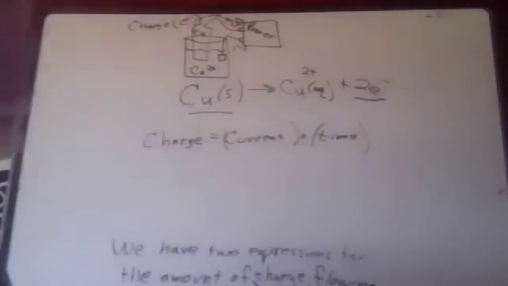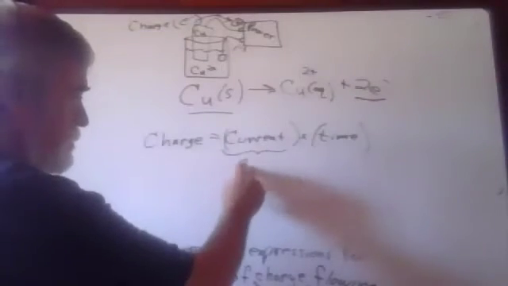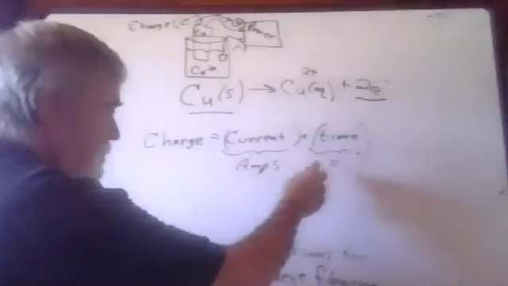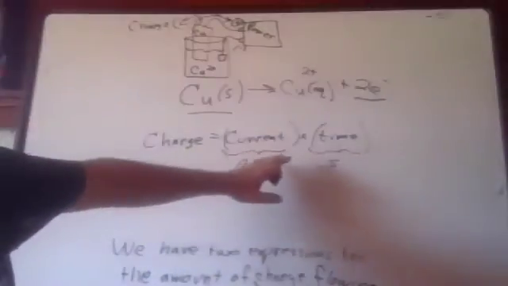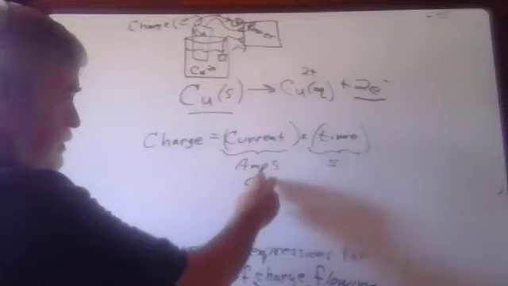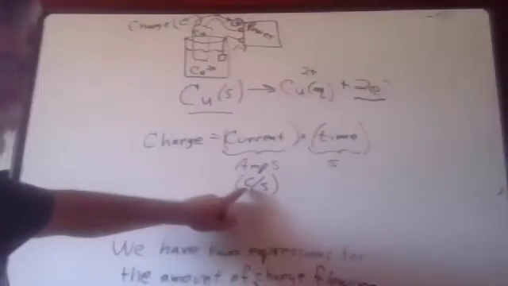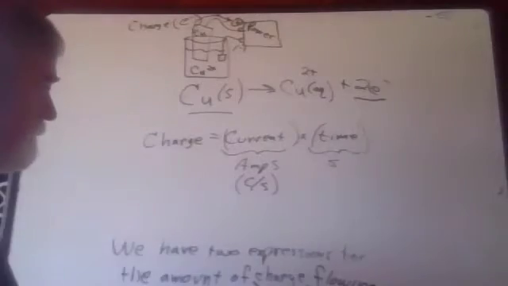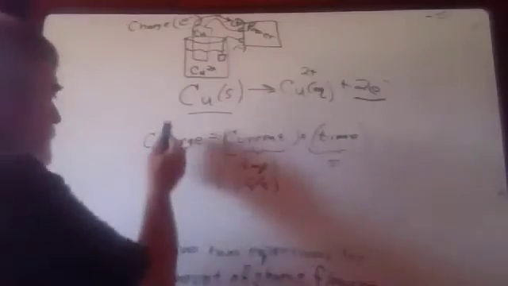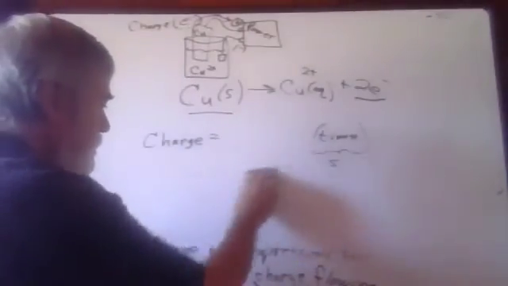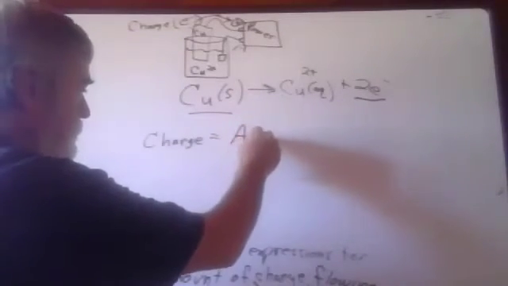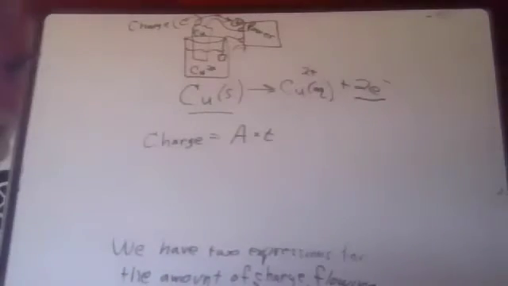Current times time. Current is in units of amps, and time is going to be in units of seconds. So amps times time is equal to charge. Charge is in coulombs. So amps has units of coulombs per second, where C is coulombs. So that's one relationship. We could make that a little smaller by saying charge is equal to amps times T, amps times time.